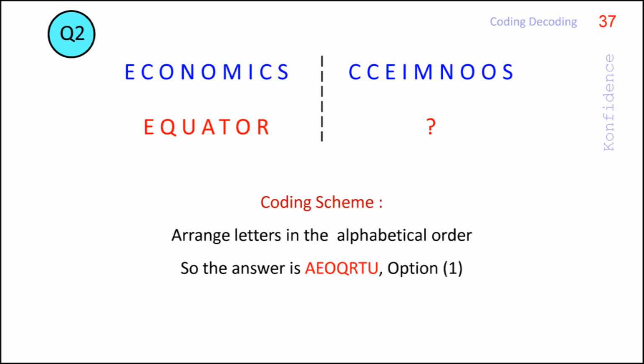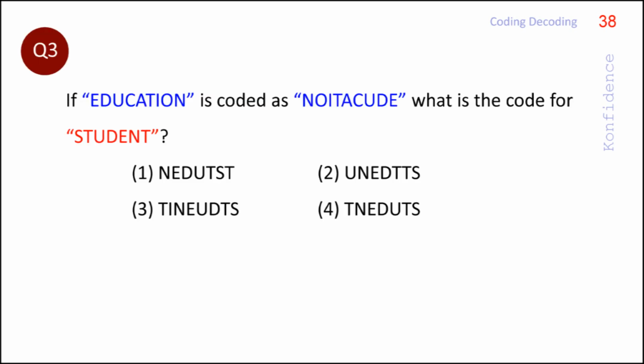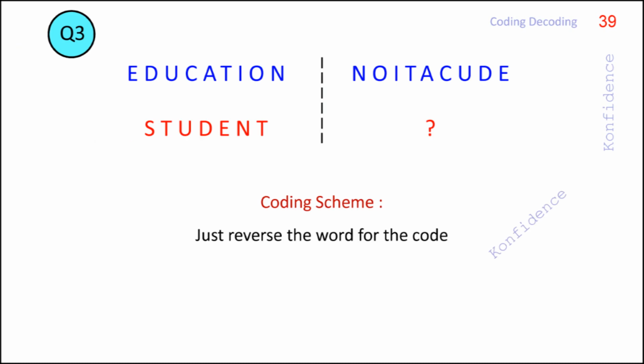So the answer is option 1, AEOQRTU. If education is coded as NOITACUDE, what is the code for student? The options given in such questions are very important because there will be only minor differences between the options, and therefore due care needs to be taken before marking the options. Read the options very carefully before you mark the answer.